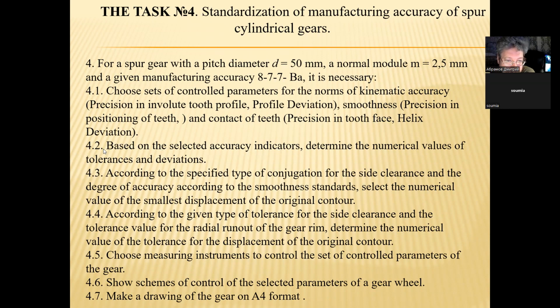4.2. Based on the selected accuracy indicators, determine the numerical values of tolerances and deviations. 4.3. According to the specific type of conjugation for the side clearance and the degree of accuracy according to the smoothness standards, select the numerical value of the smallest displacement of the original contour. 4.4. According to the given type of tolerance for the side clearance and the tolerance value for the radial run out of the gear rim, determine the numerical value of the tolerance for the displacement of the original contour.